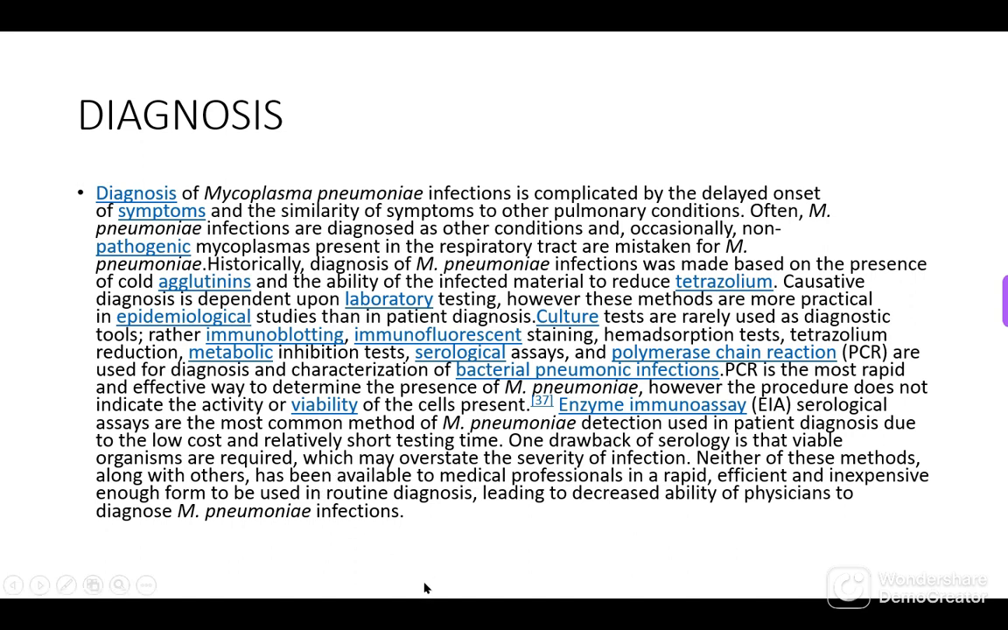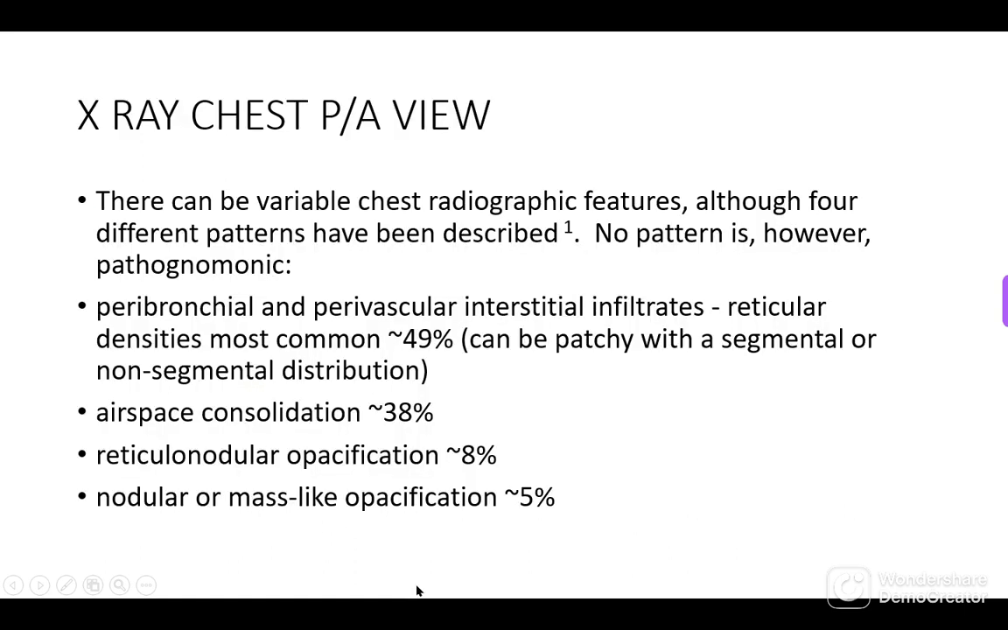You have to also do the X-ray test. It is a part of the routine examination. What you find in these cases, there is no specific radiological marker, but you will see the peribronchial and the perivascular interstitial infiltrates. Reticular densities, most common, around 49%, can be patchy with a segmental or non-segmental distribution. A part is involved, it means that part is involved. It may be possible that it's just like a consolidation. That is around 38%.